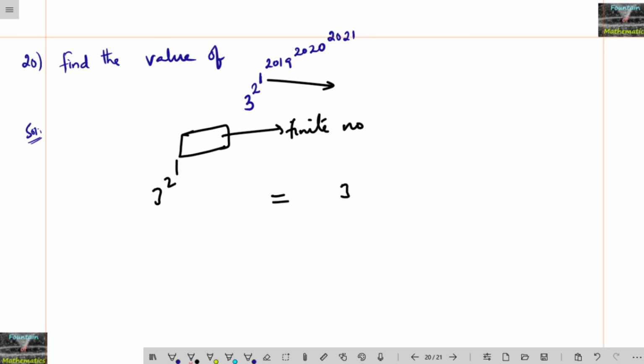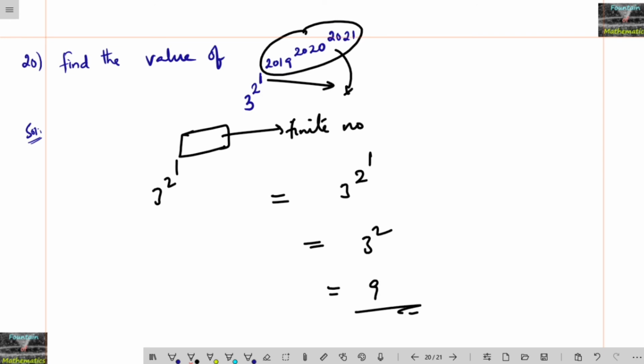So whatever this is, some finite number, 1 power that finite number is equal to 1 only. So this is nothing but 3 to the power of 2 power 1, which is 2. So 3 square is 9. So we can give the answer for this as 9. Okay.